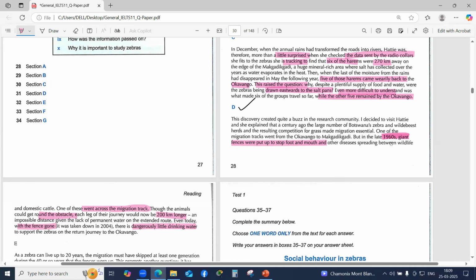It actually starts from in between. In the late 1960s, giant fences were put up to stop diseases spreading between wildlife and domestic cattle. In turn, what happened? One of the fences went across the migration route, and now the zebras' original migration route was blocked and they had to travel 200 kilometers roundabout because of this issue. Go back and let's solve the question.